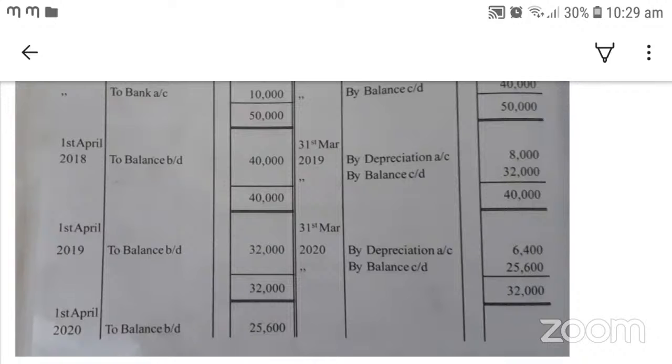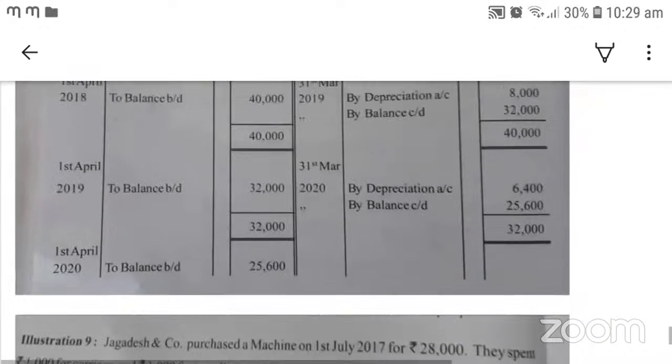31st March 2020, by depreciation account. Here we already calculated for the third year that it is 6,400 depreciation as per written down value method. The balance will be 25,600. It will be carried forward to next year.